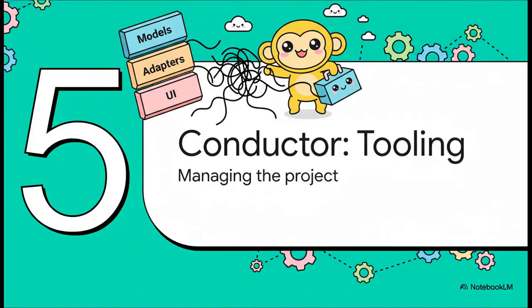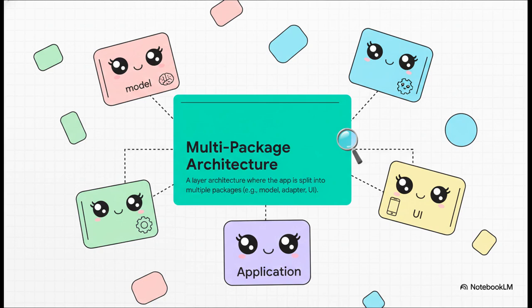So we've built all these distinct, separate layers, models, adapters, UI, but how do we manage all of them in one project without it becoming a total mess? This is where your project tooling becomes absolutely essential. Now, this template doesn't just separate concerns in theory. It does it physically. The entire application is actually broken down into smaller, separate packages that all live inside the same repository. Your model code lives in its own model package. Your API code lives in an adapter package, and so on.